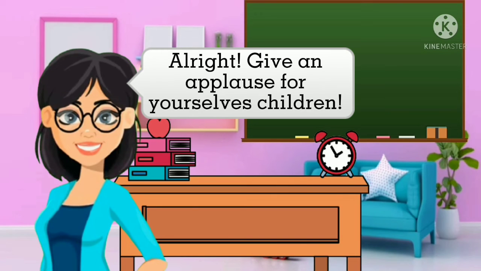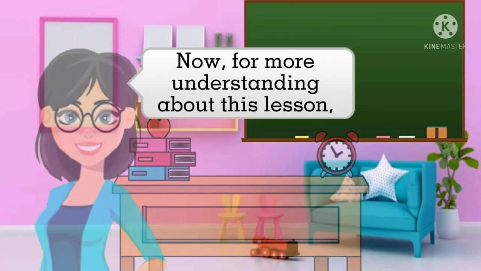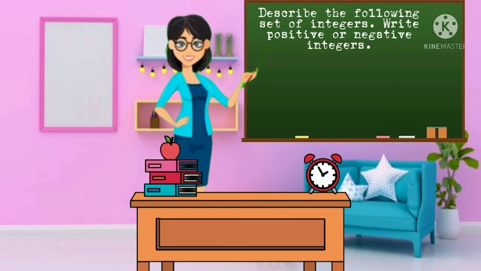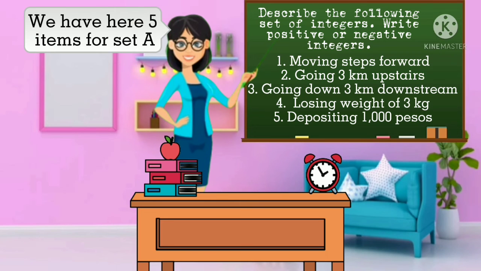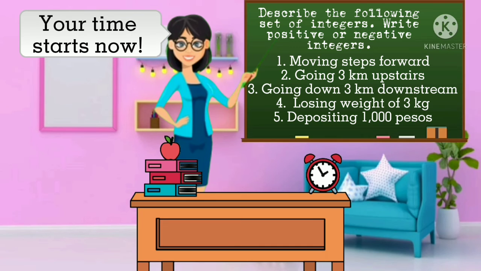Now, for more understanding about this lesson, describe the following set of integers. Write positive or negative integers. We have here 5 items for set A, and I will just give you 2 minutes to answer this. All right, your time starts now.